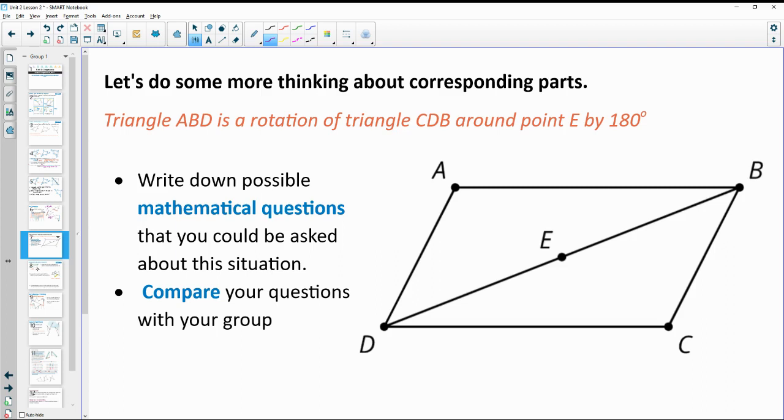So lots of different things you could ask here. Maybe you're asking about, could we prove that this is a parallelogram? Is E the midpoint? How do we know? Where are the corresponding parts? Is there a set of rigid motions that would take ABD to the other one besides a rotation of 180? So there's multiple different things you could ask about. That's just a couple of them.